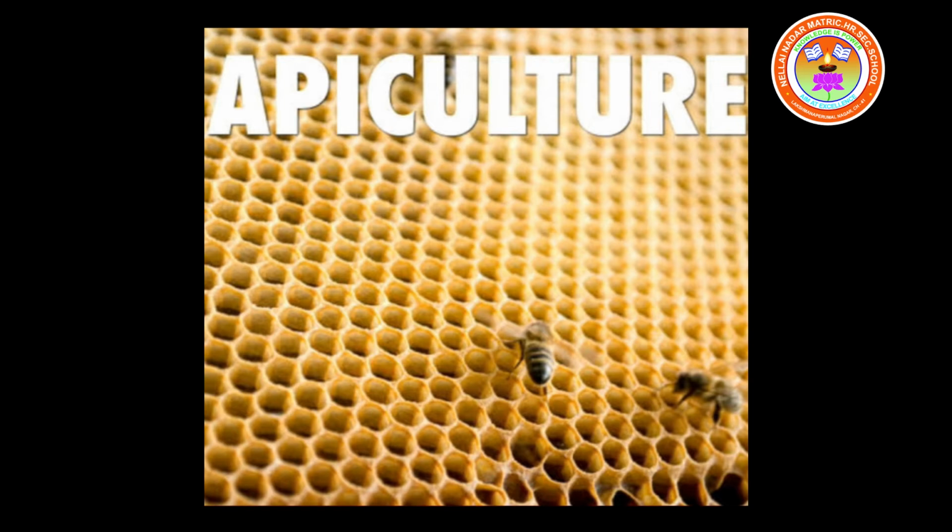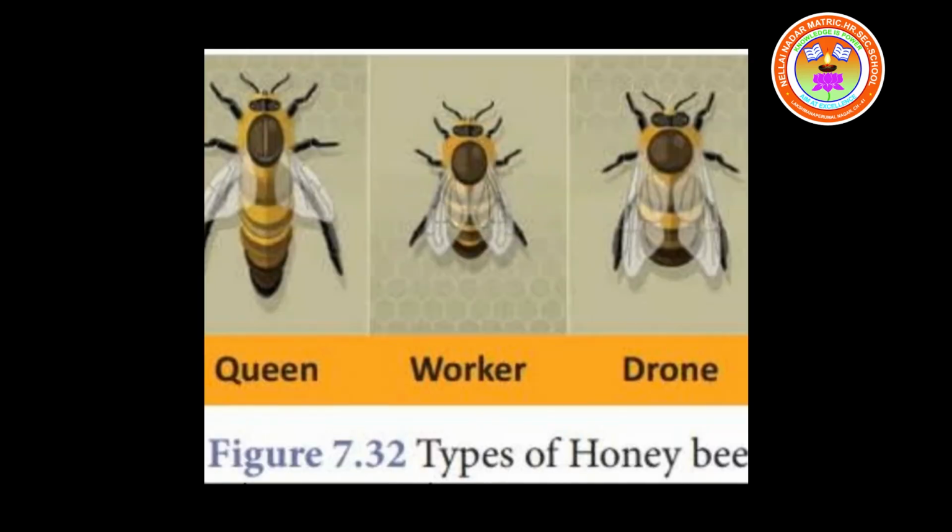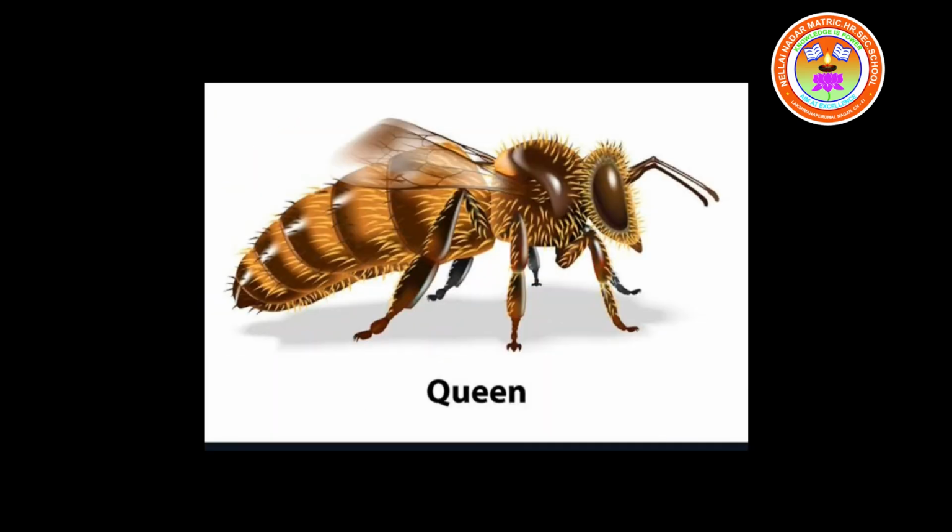Let me see what are the different types of honey bees. There are three different types of individuals in a honey bee colony, namely the queen bee, the drones and the worker bees. So what are the different types of honey bees? Three different types: queen bee, the worker bee and the drone bees. Let me see each one in detail. So first it is queen bee.